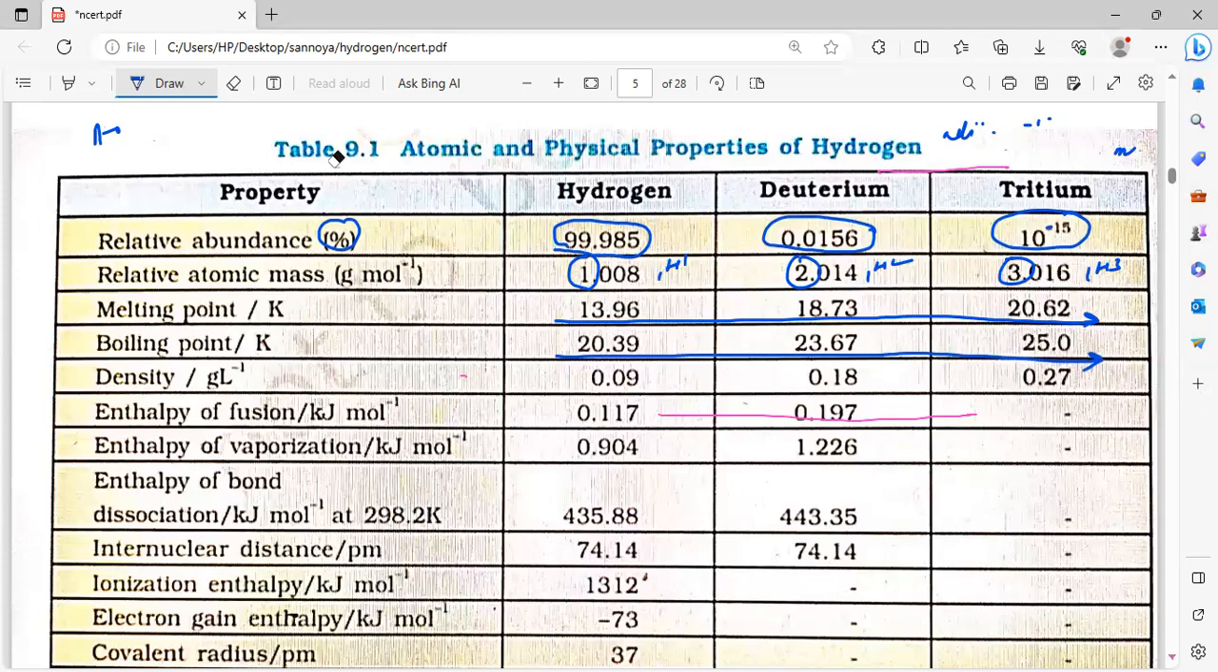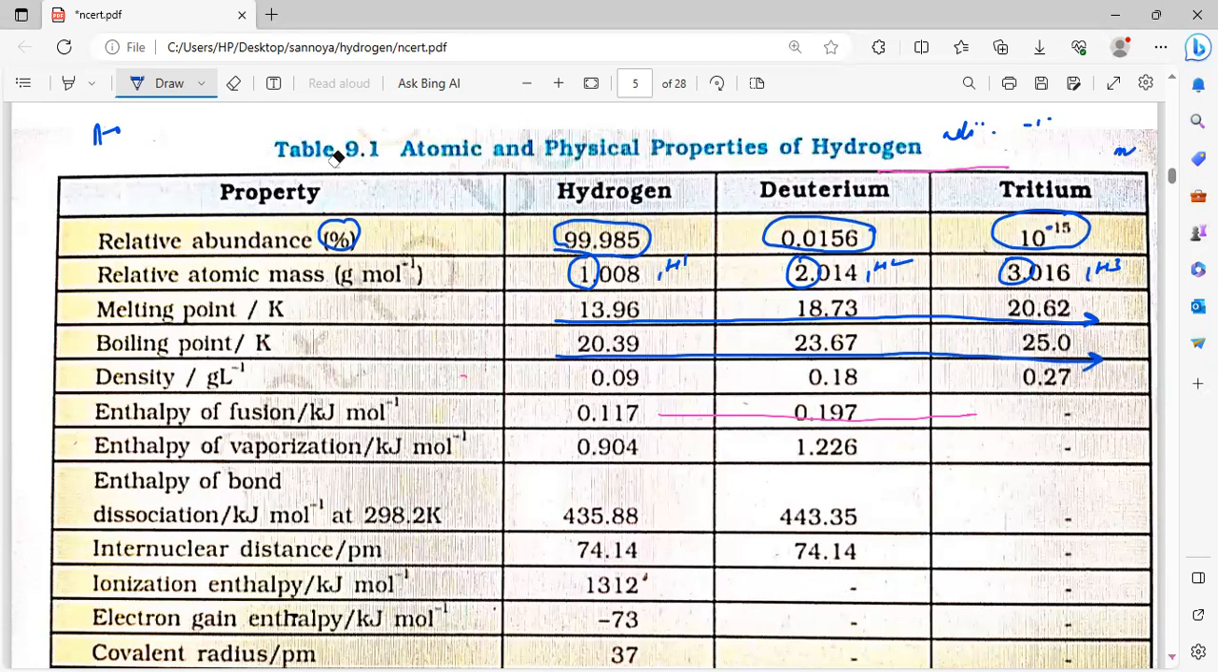I just want to know what factor must be responsible for the increase of melting point from hydrogen to tritium. That I am asking. Which concept is responsible? Sir, higher intermolecular force between them. Why? Between the protons and electrons. Higher intermolecular force? That is correct.